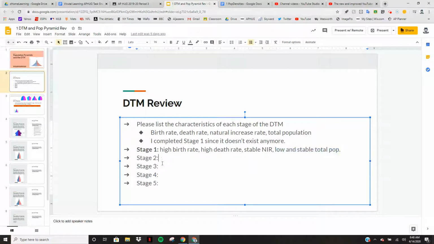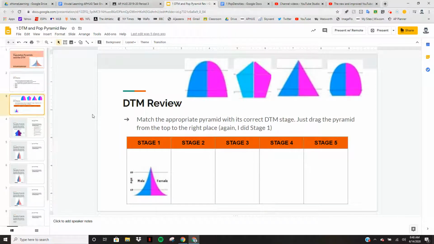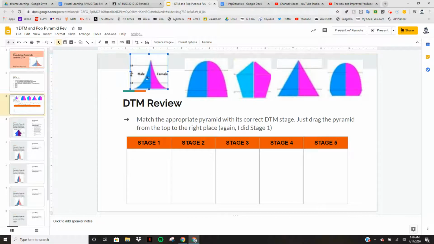So I want you to go through and list out those 4 characteristics and how they apply with the other stages as well. Then on this slide, I'm just going to put this guy up here for a second to show you. You're going to have all 5 of these population pyramid models up here. And again, they're not exactly what every population pyramid looks like, as you guys know, but they're general models.